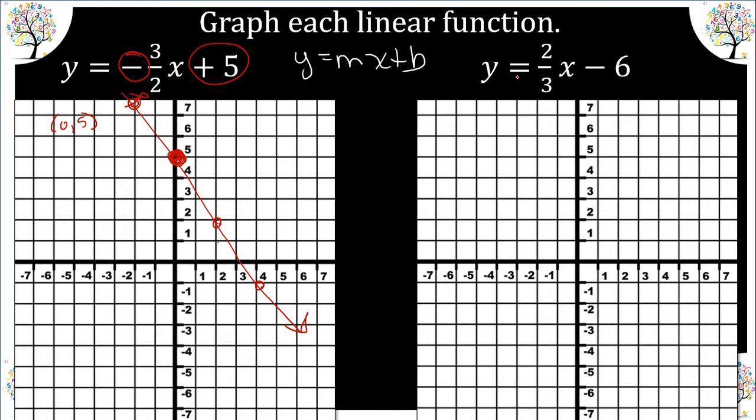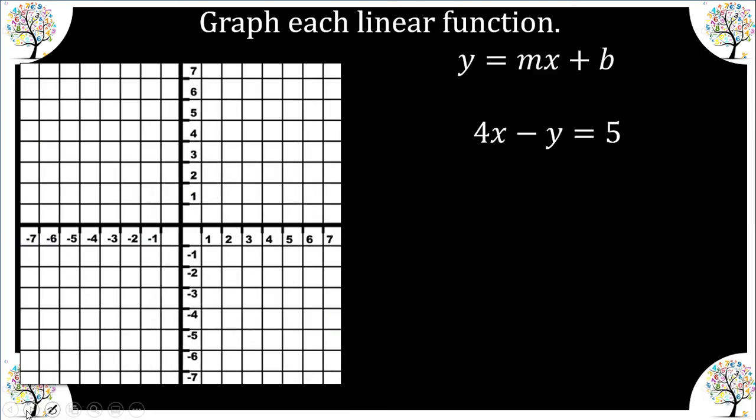Okay, our second example, it is in slope-intercept form. We're going to start at -6. Our slope is positive. It is going up 2 and to the right 3. So we're going to go up 1, 2, to the right 1, 2, 3. Up 2, right 1, 2, 3, and draw a line all the way through with arrows on the end.